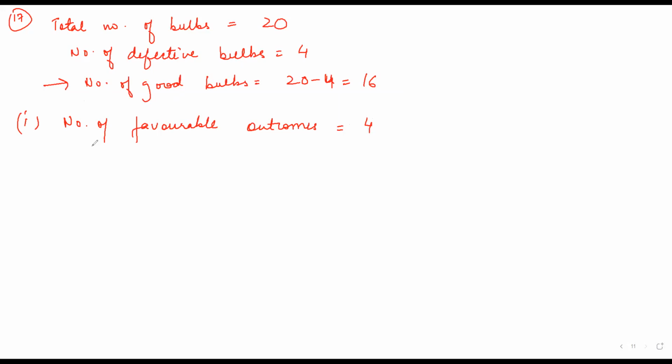So the probability of a defective bulb will be number of favorable outcomes divided by all possible outcomes. Total bulbs are 20, right? So you can get any of the bulbs. So this is 1 by 5.